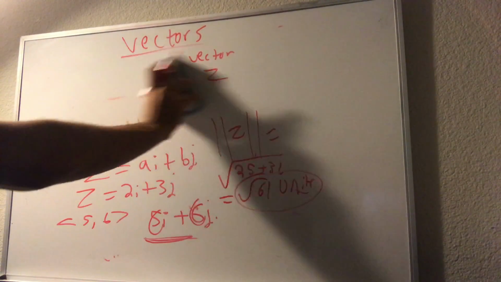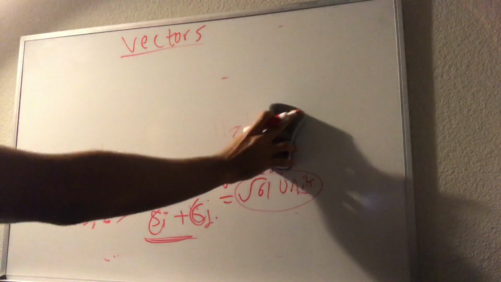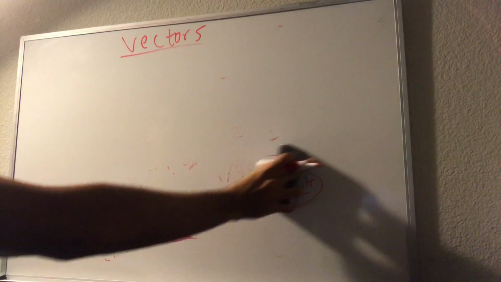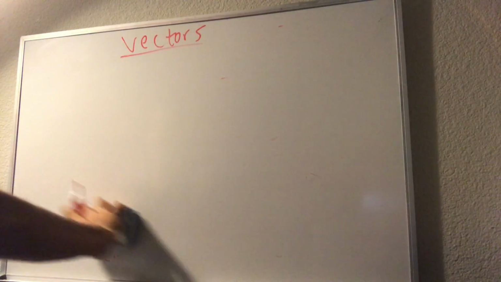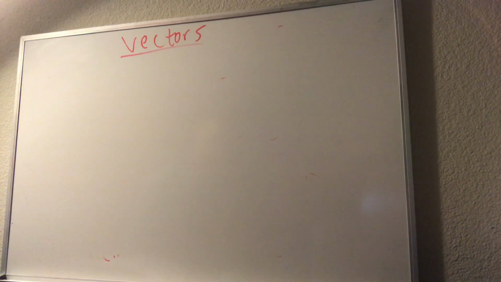This is basically the main concept of vectors, more like directions and magnitudes. In the next lesson, I will be going over unit vectors, a more specific type of vectors. So for this lesson, thanks for watching.